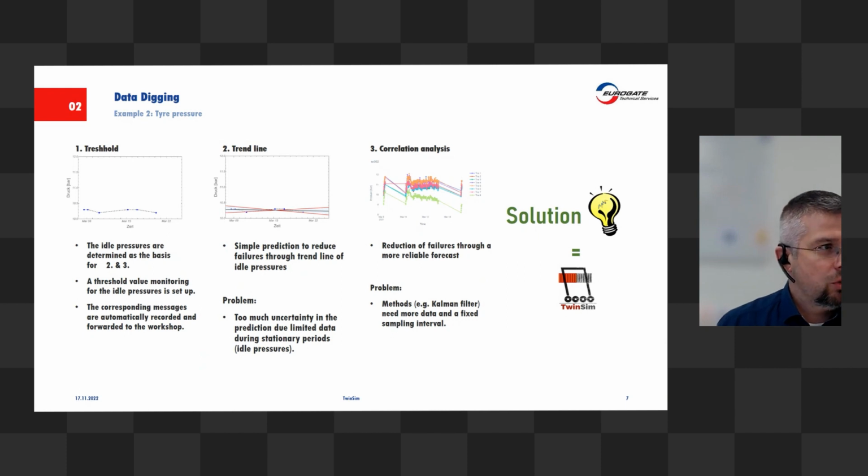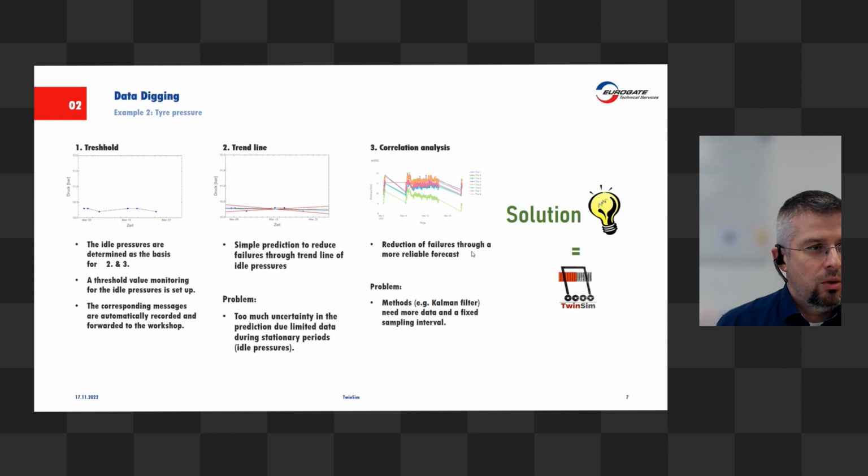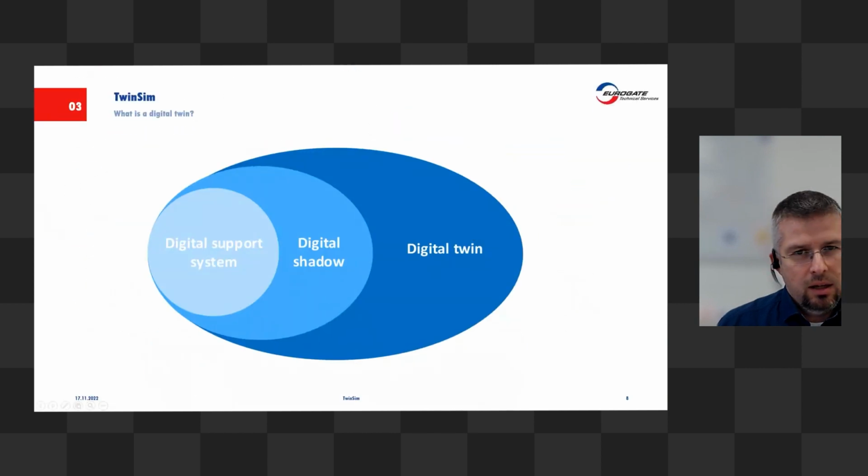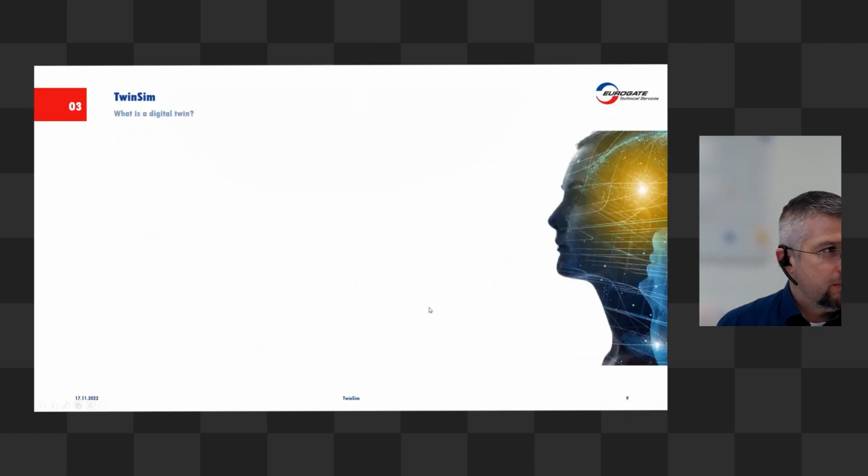But next, I want to show you what a digital twin is. In the literature, we talk about 3 terms. The smallest one is the digital support system. Then we have the middle one, which is called digital shadow. And the last one is the digital twin, and this is the complex one. But what are the differences?